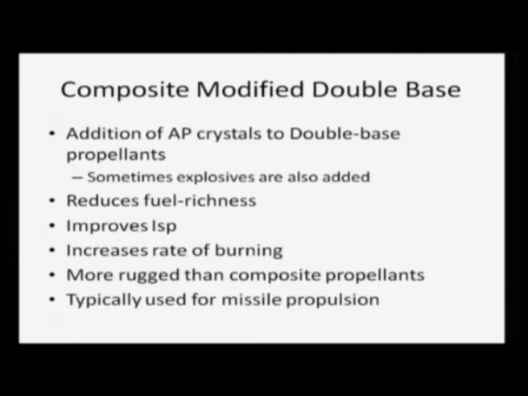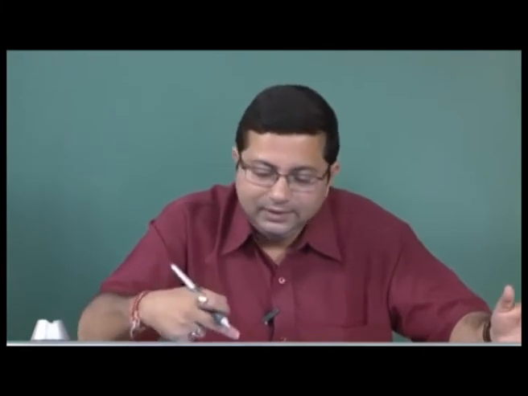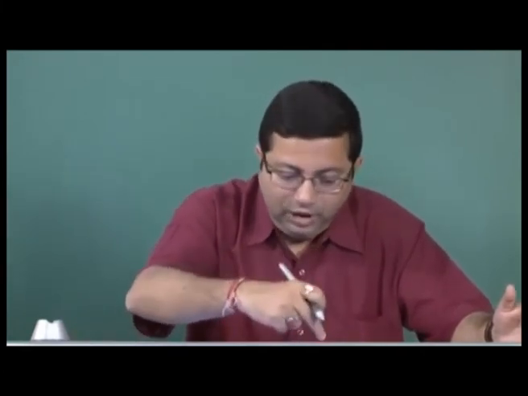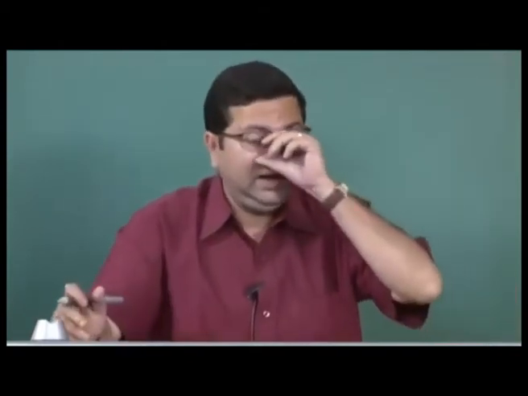Here, in addition to the ammonium perchlorate crystal, sometimes even some explosives are added. Okay. So, we add some ammonium perchlorate to double base propellants, which we have already discussed. So, that changes this double base to something like a composite. On top of that, sometimes even some explosives are added. So, therefore, the reaction rate is enhanced.